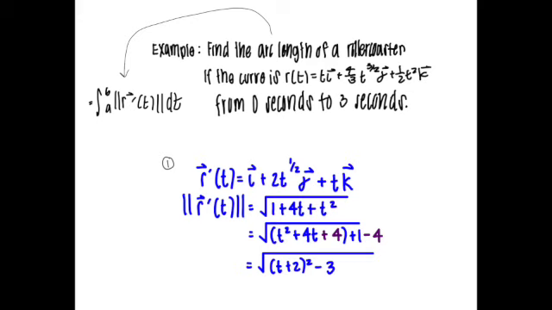So basically, when you find the magnitude, you square the i component, the j component, and the k component, and after you square it, you will add them. So in this case, when I find the magnitude, I get the radical of 1 plus 4t plus t squared. Upon further simplification and after adding and subtracting, we can basically simplify the magnitude to get the radical of (t plus 2) squared minus 3.